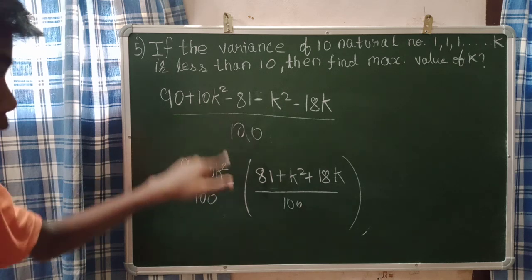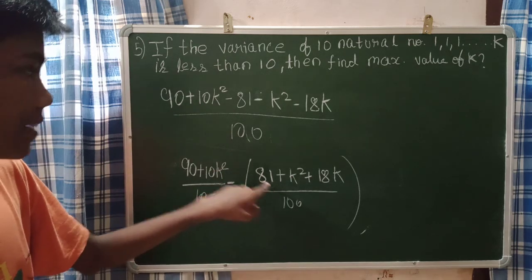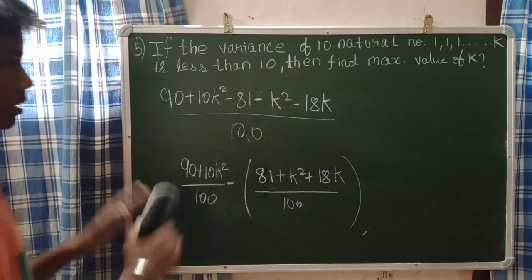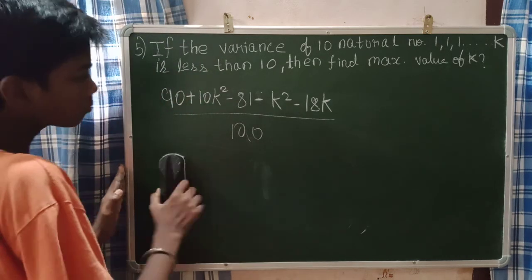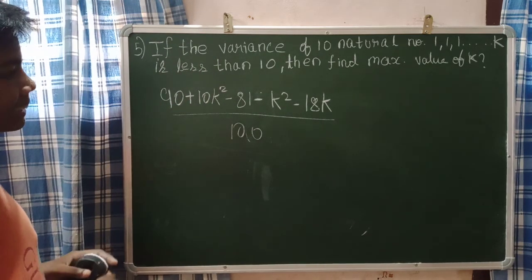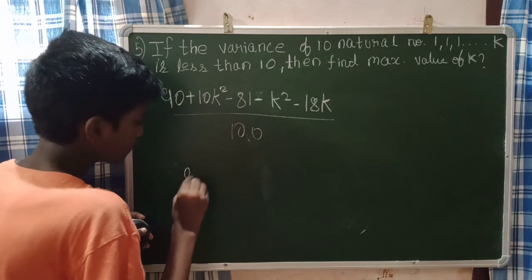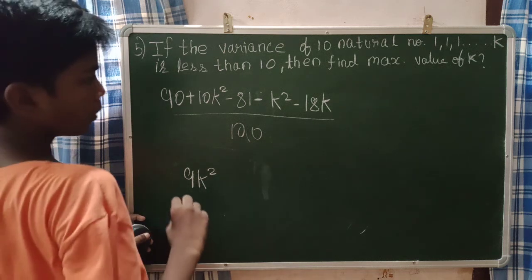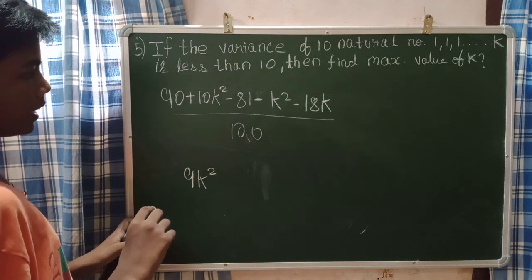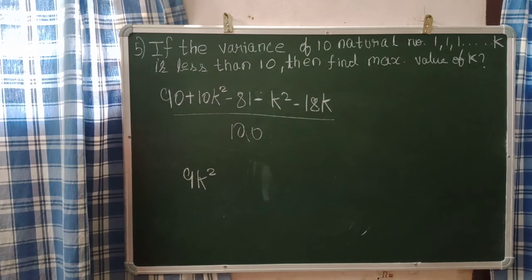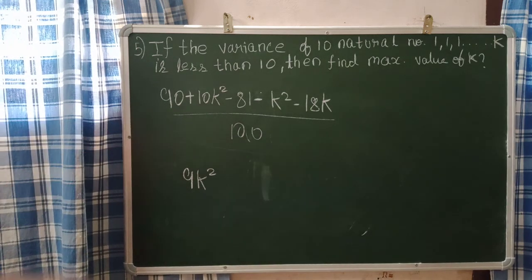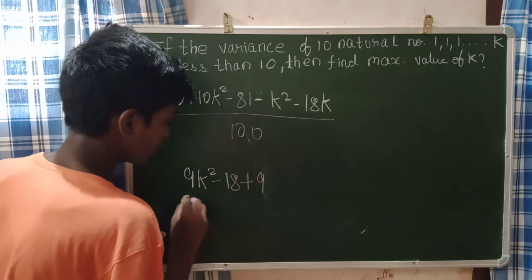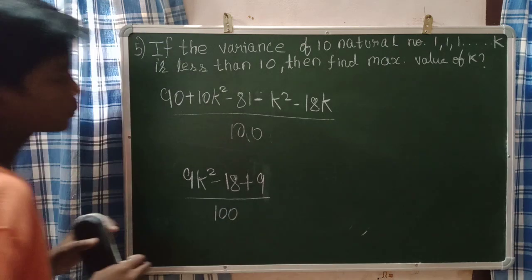90 plus 10k square minus 81, minus 18k. Now, how can I write this? 10k square minus k square will be nothing but 9k square. Then you have 81k, so 90 minus 81 will be 9, so minus 18k plus 9, divided by 100. This is the final expression that we got.